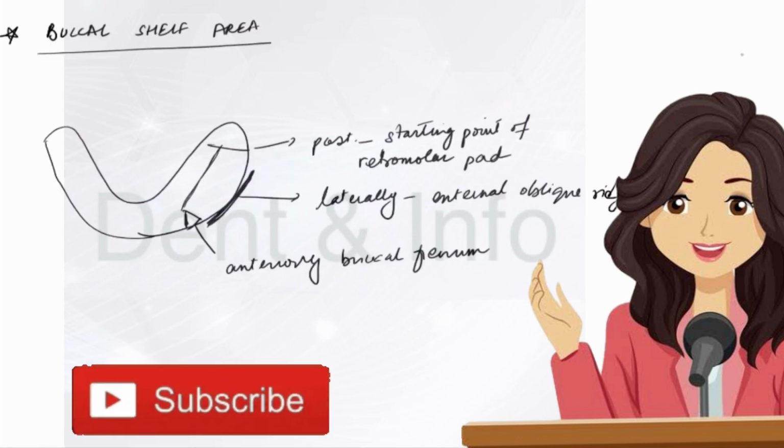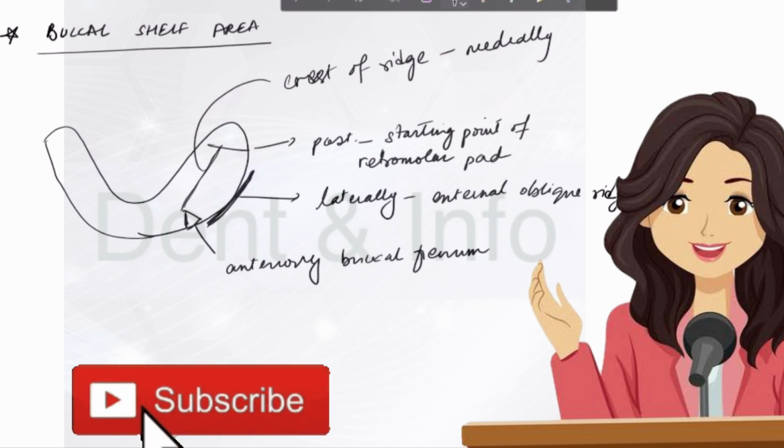You have your crest of the ridge, right? So the crest of the ridge on the medial aspect, together it is forming a boundary for you. You have medially the crest of the ridge, posteriorly the pad area, laterally the external oblique ridge, and anteriorly the buccal frenum. The area that lies in between all of them forms your buccal shelf area.